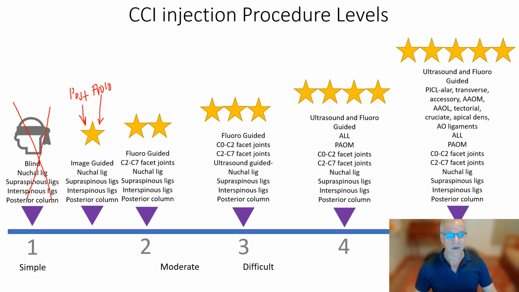Then we get into this level 2 procedure where we start to add in things like x-ray guided facet joint injections with contrast confirmation. Here, we're injecting directly into those joints, something like platelet-rich plasma, which might help an injured joint. In level 2, we're only doing C2 through C7.